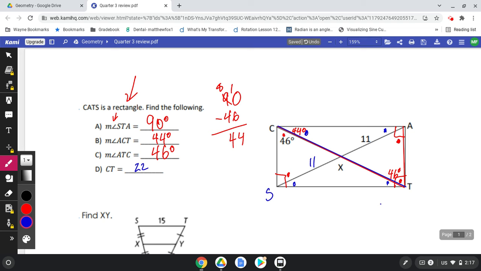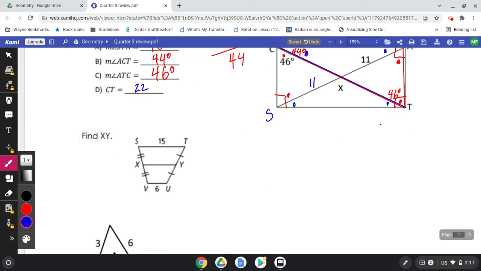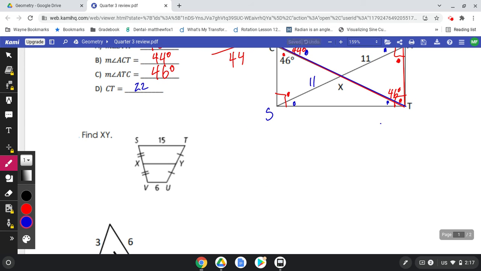All right, our next question says find XY. XY cuts right here through the middle. That is known as our midline. The reason we can call it a midline of our trapezoid is because, as you can see right here, there are two congruent segments. So TY and UY are the same, which means Y has to be the midpoint. Meanwhile, SX and VX are the same, which means X is the midpoint. When you connect the two midpoints, you have your midline.